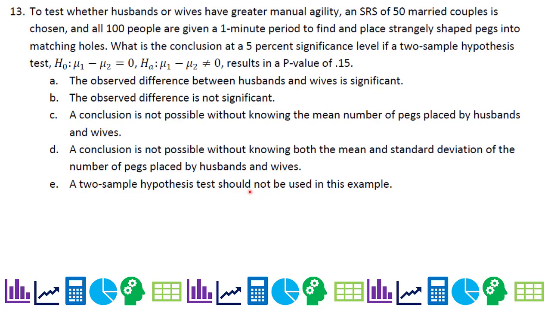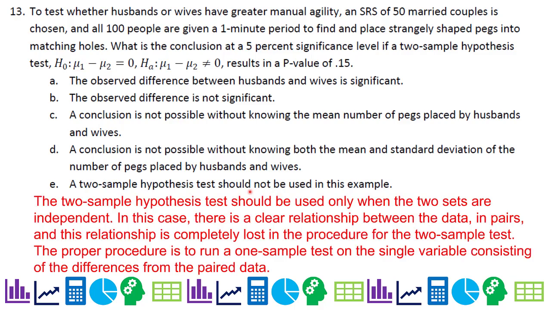Number 13. To test whether husbands or wives have greater manual agility, a simple random sample of 50 married couples is chosen, and all 100 are given a 1-minute period to find and place strangely shaped pegs into matching holes. What is the conclusion at a 5% significance level if a 2-sample hypothesis test results in a p-value of 0.15? Well, we actually have a natural pairing here of the married couples. So a 2-sample hypothesis test is not appropriate.